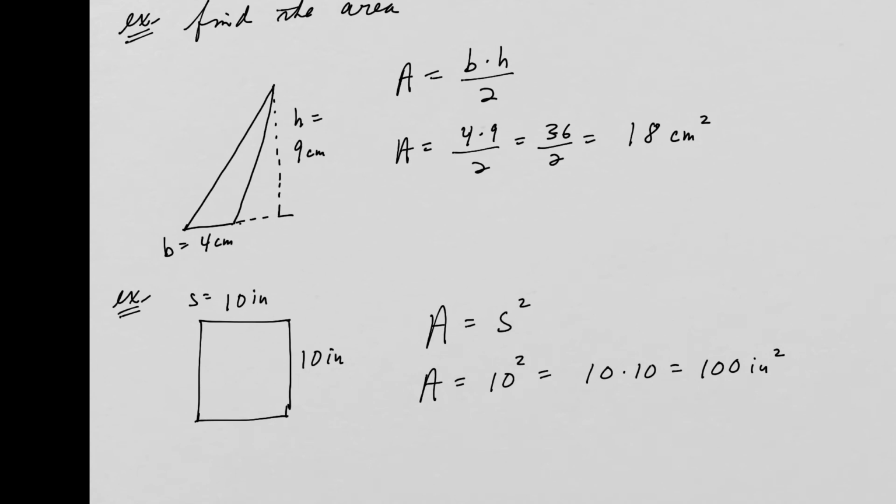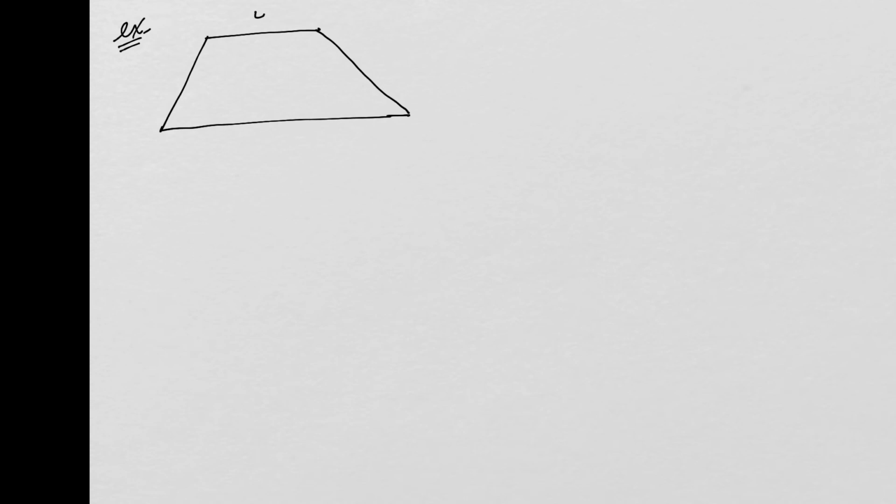Okay, and then let's say a trapezoid. Let's say you're told that this is 4 centimeters, this is 6 centimeters, and then this height is, say, 3 centimeters. So it doesn't matter which base you label B1 and B2. So I'm just going to say the top one is B1, the bottom is B2, and then this, of course, is my height.